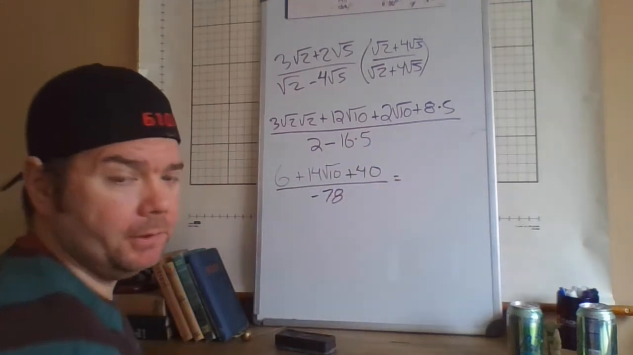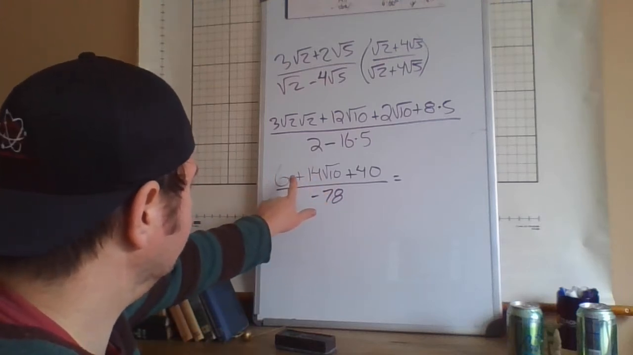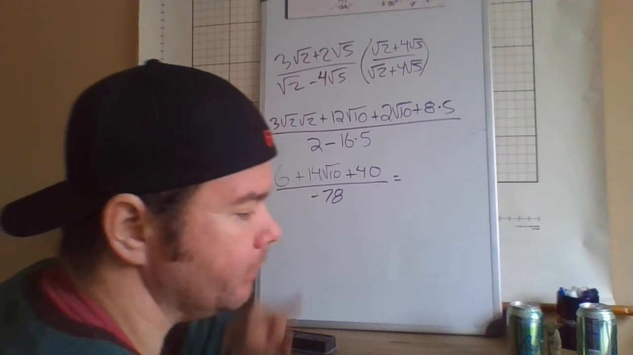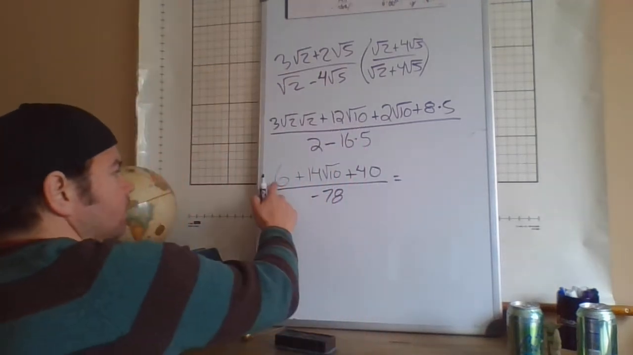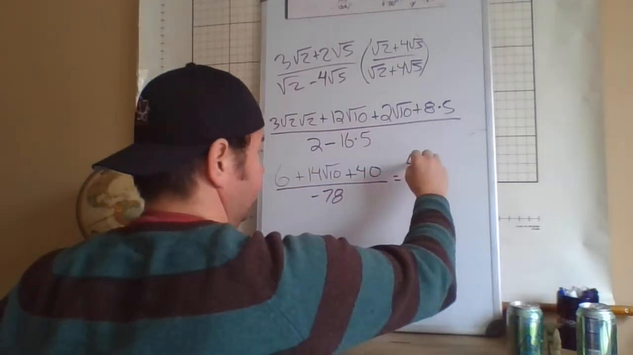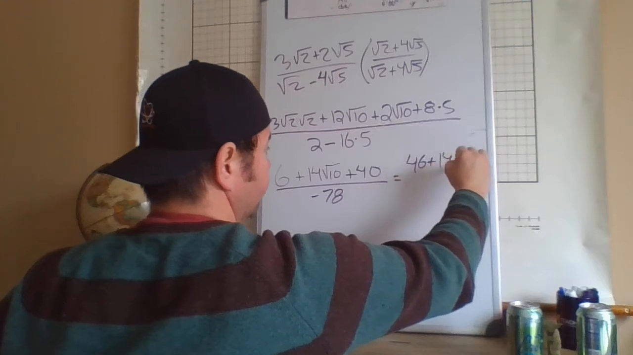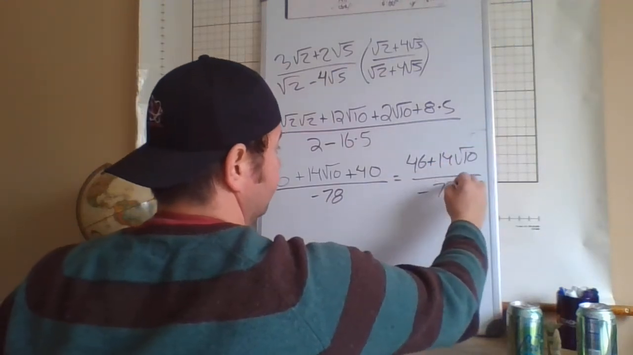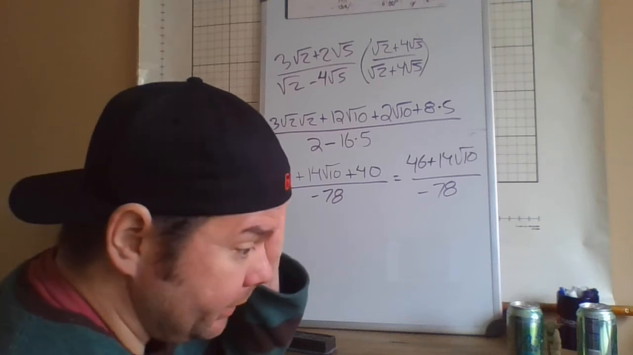I'm just about done here. Wait a minute. Wait. 40 plus 6, 46. 14√10 is still just that, over negative 78. And that looks pretty good, right?